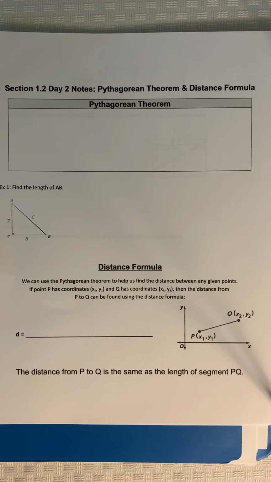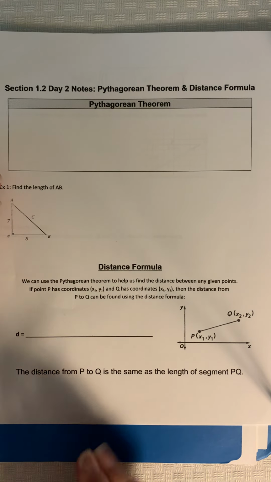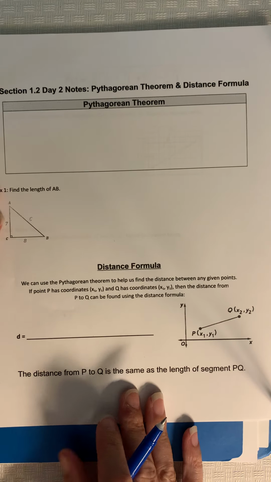In a nutshell, for those of you who did do it before but can't quite remember, it's a squared plus b squared is equal to c squared. I'm going to show you first on a coordinate plane.